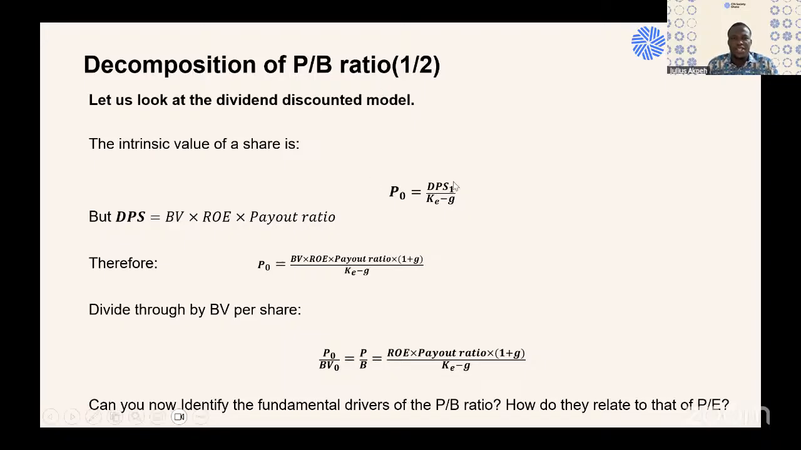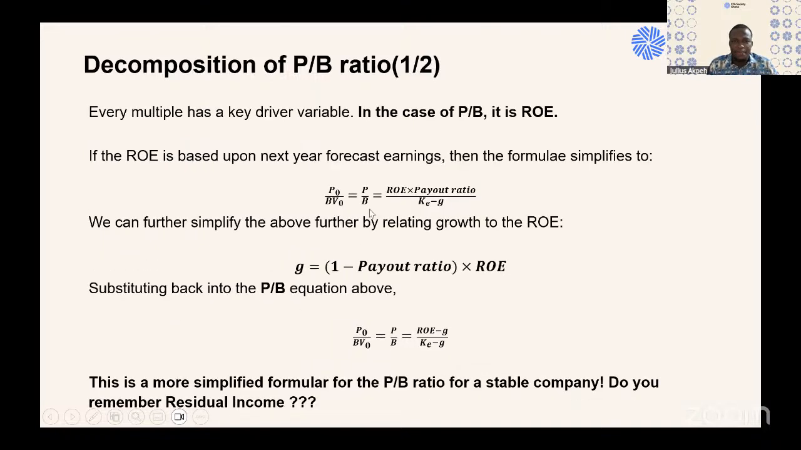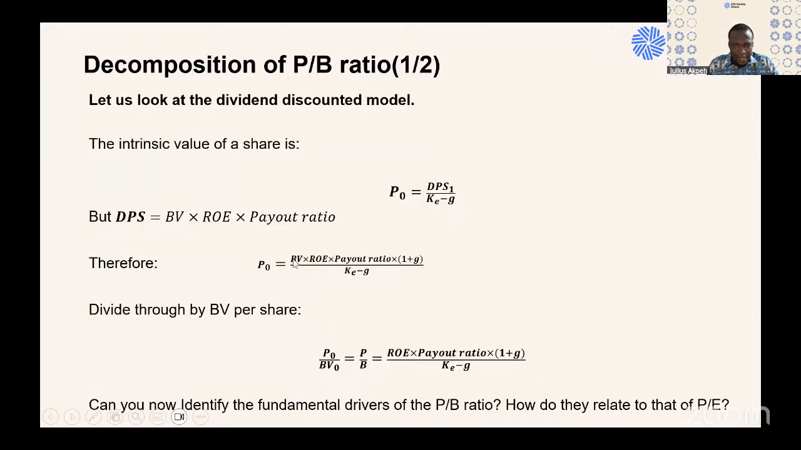So this dividend per share is now represented here. You'll see it here: the book value times the ROE times payout ratio is the dividend per share. But in the dividend discounted model, the dividend per share we're dealing with is the next year's dividend per share, right? So we need to grow it by one more year, which is 1 plus G. So we're able to transform the DPS1 into the numerator we have here at the top. We still maintain the denominator, which is cost of equity minus the growth rate.